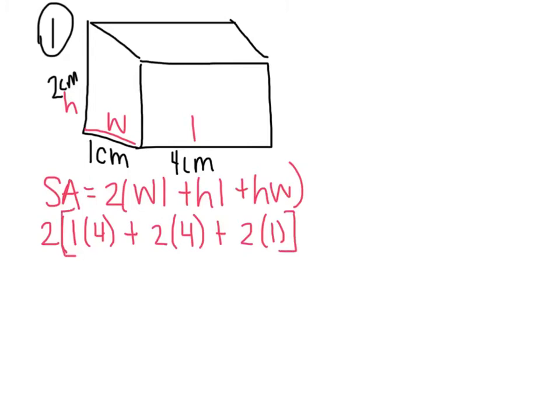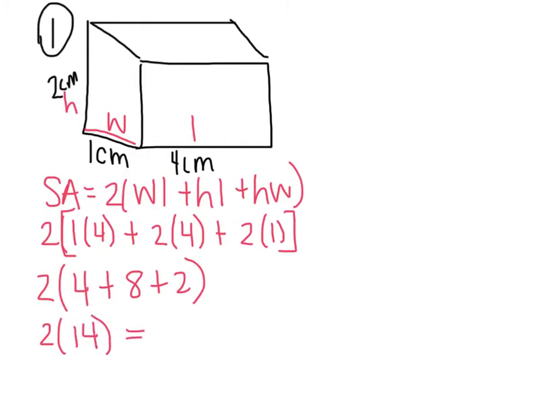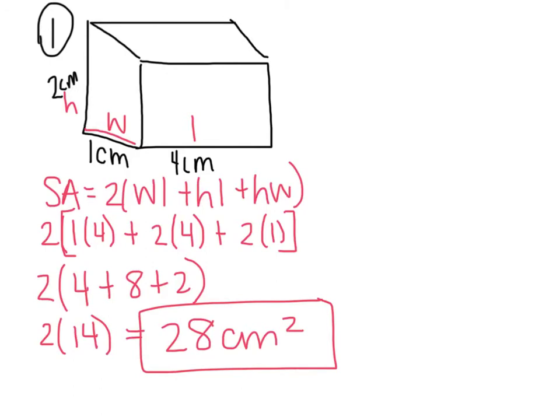Now let's multiply our numbers together. 2 times 1 times 4 is 4. 2 times 4 is 8. 2 times 1 is 2. 4 plus 8 is 12. Plus 2 is 14. 14 times 2 is 28 centimeters squared. This work is what I want to see every single time you're working out one of these surface area problems.